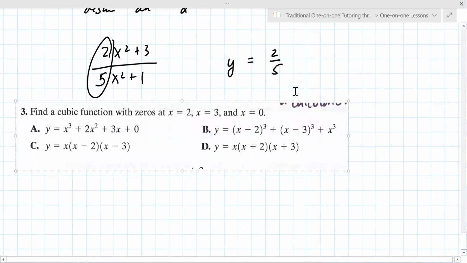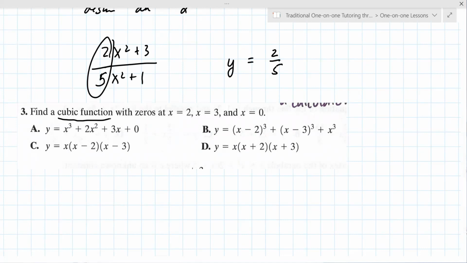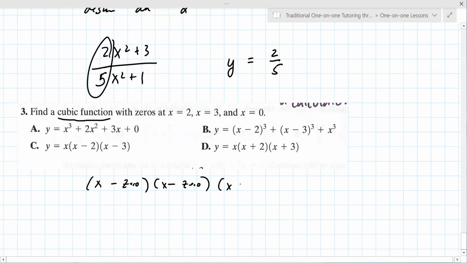All right, find a cubic function with zeros at 2, 3, and 0. Normally you would have to actually work this out, but it's always x minus the zero times x minus the zero times x minus the zero, and so on. Like if it was a 4th degree, it would just keep going. So yours is x minus 2, x minus 3, x minus 0.